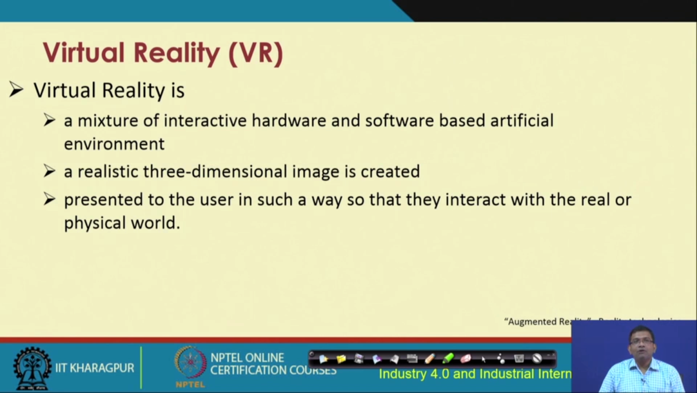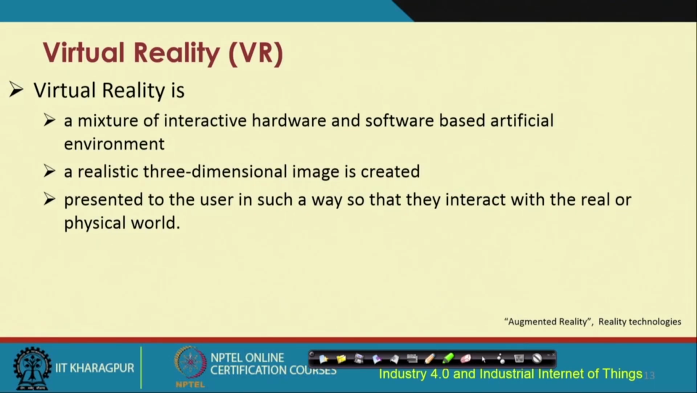VR is a mixture of interactive hardware and software based artificial environment. Right. So, it is interactive hardware, unlike the previous one, and it offers a realistic 3-dimensional image. The user in VR feels that they are actually present in the physical world which is being simulated, but is actually not present. So, it is a virtual environment that is emulated, but the user feels that they are acting in the actual physical environment. It is a virtual immersion kind of experience that the user gets.